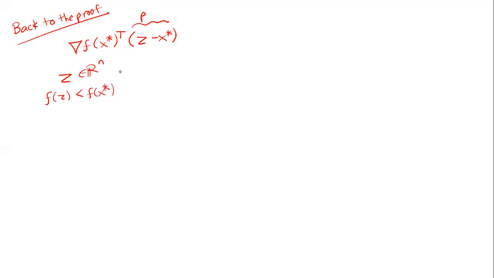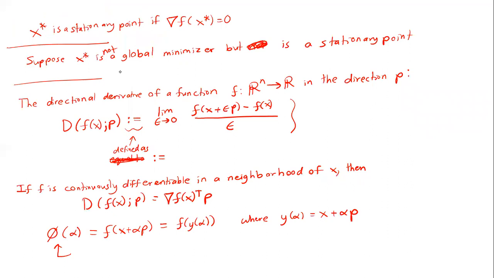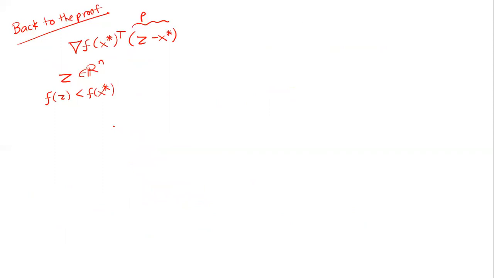And so why do I care about that again? Because in this part of the proof, we are saying, suppose x star is not a global minimizer, but is a stationary point. So if x star is not a global minimizer, that means there is some point z that causes f of z to be less than f of x star. And so this is since x star is not a global minimizer here. And we still have f as convex, and we still have the same thing that we care about, it being convex.